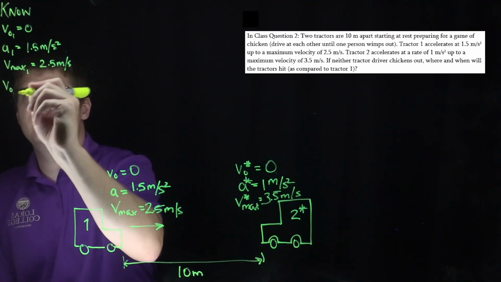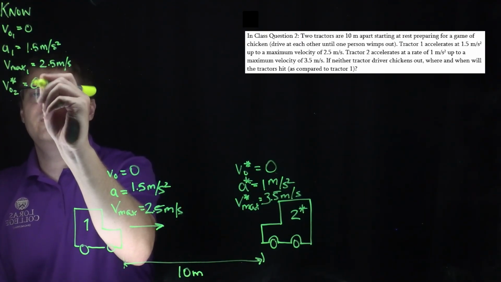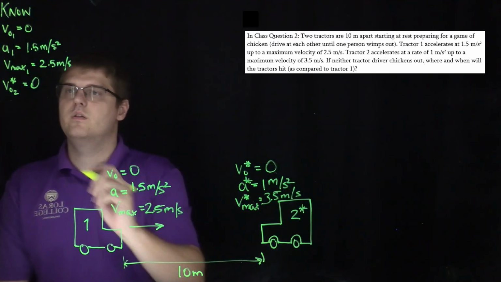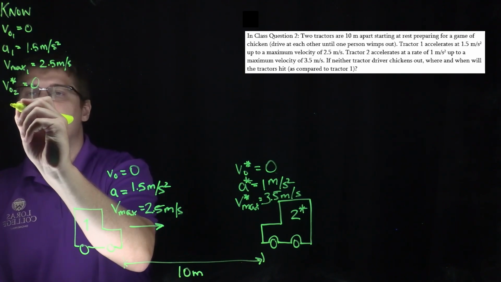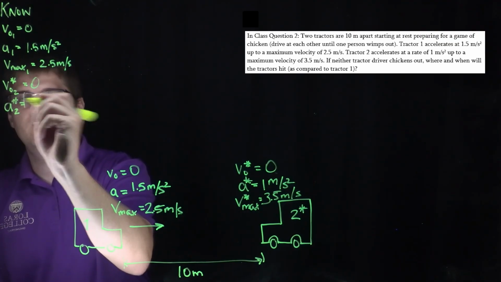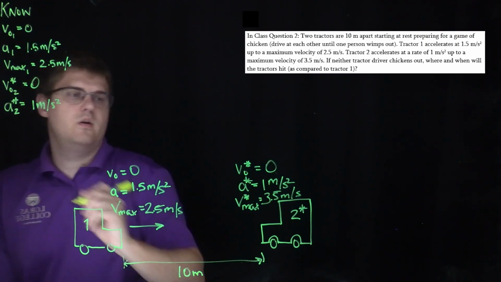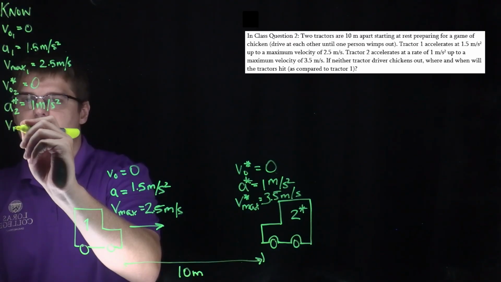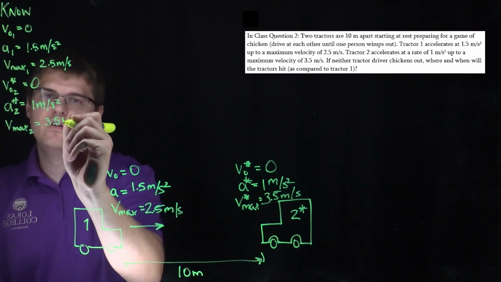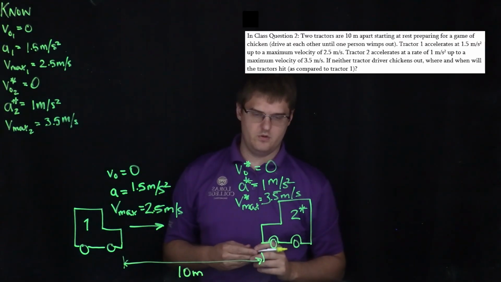Velocity 0 of tractor 2, we will add stars, is 0. Just makes it stick out a little bit more. If I had more than one color of pen that was still working, I would use that. Acceleration of tractor 2 is going to be, gotta keep the star thing going, 1 meter per second squared. And my maximum velocity of tractor 2 is 3.5 meters per second. So that is what I know.